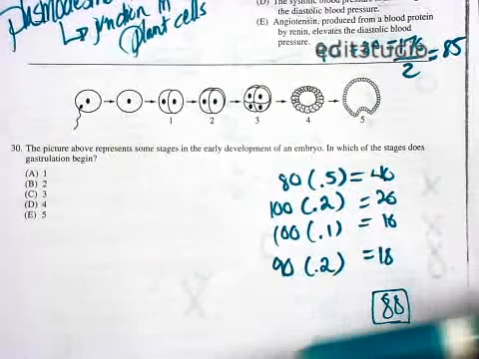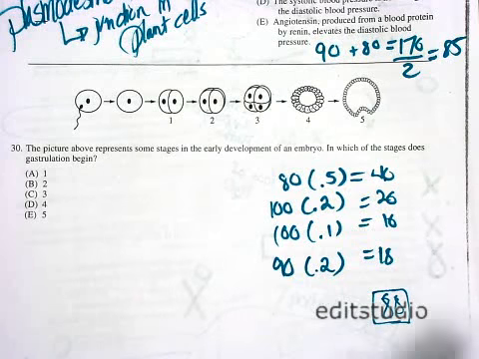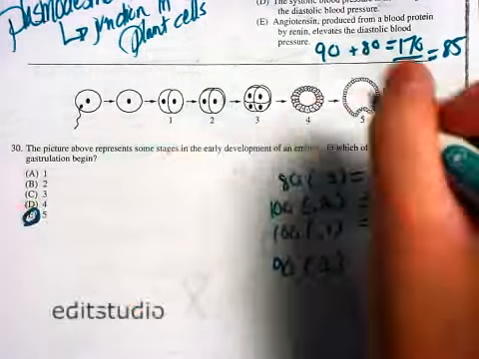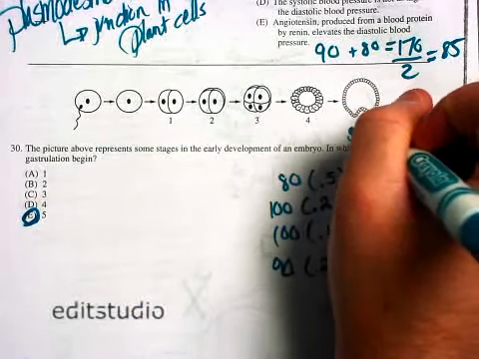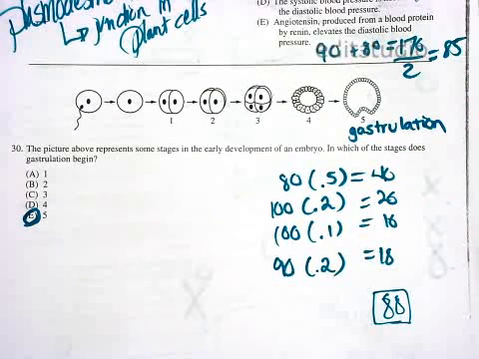30 is kind of a unique question. It's not this difficult, it's just there's a lot of room for error. It says, what stage does gastrulation begin? The answer is E. Gastrulation is this event that you see right here. And it's actually just starting, it's not even done yet. The infolding of the cells to make all the tissue layers.